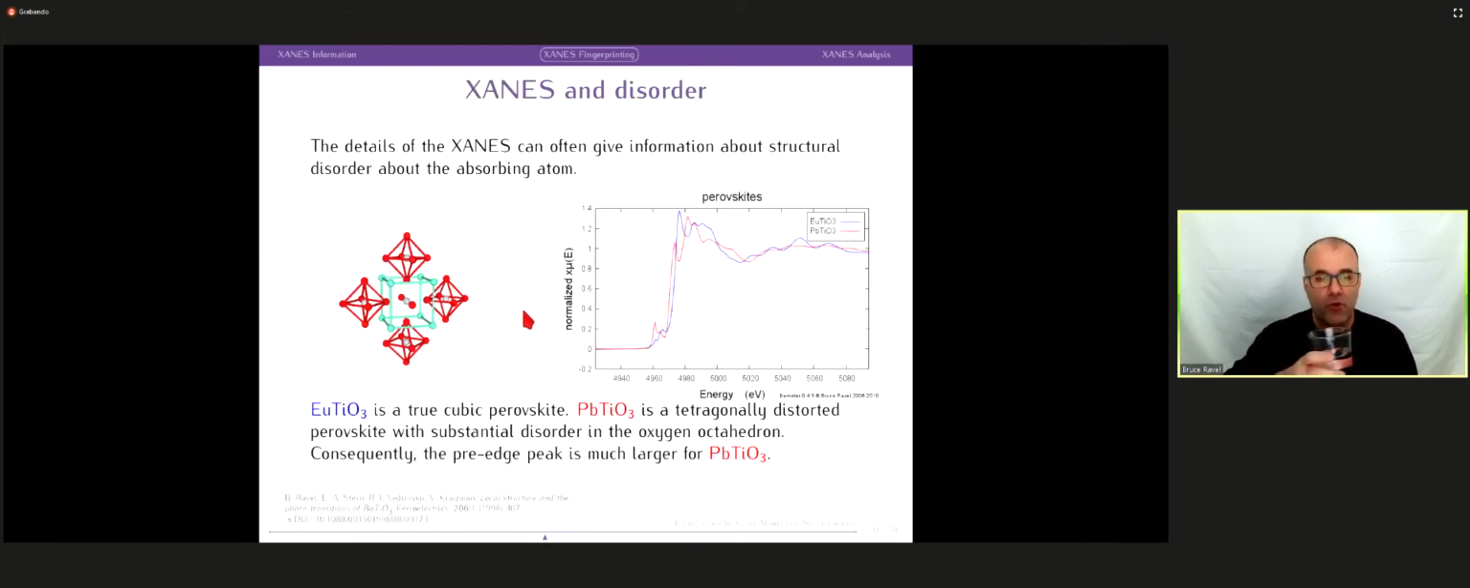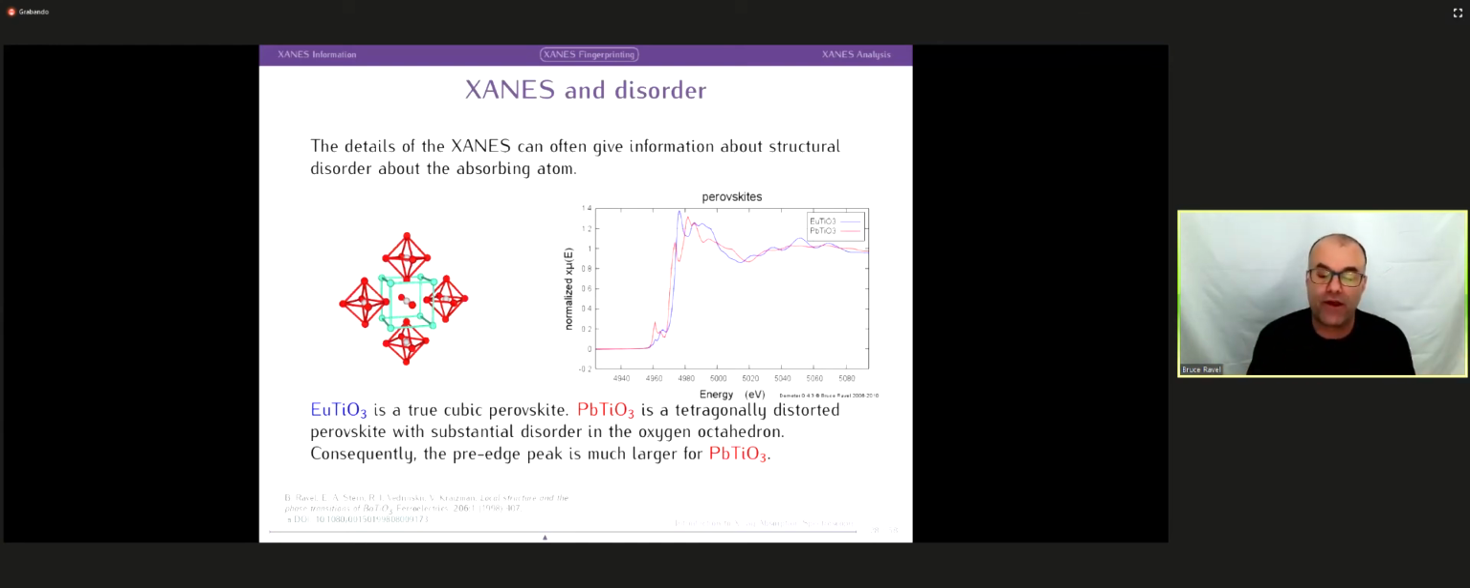Another little fingerprinting approach is something that I've talked about a little bit already, and that is the amount of local disorder. Things of the perovskite structure are very interesting in general to material scientists because they're the basis for all kinds of ferroelectric, ferromagnetic, and dielectric materials that have interesting properties interacting with electric and magnetic fields.